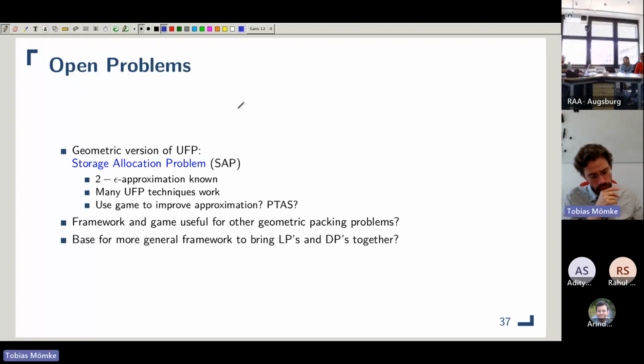The point is, even a constant would be a major result for trees, and a constant was known for a long time for UFP. No, not trees, but general path only. General UFP on a path. I mean, the same problem that you studied for the LP.